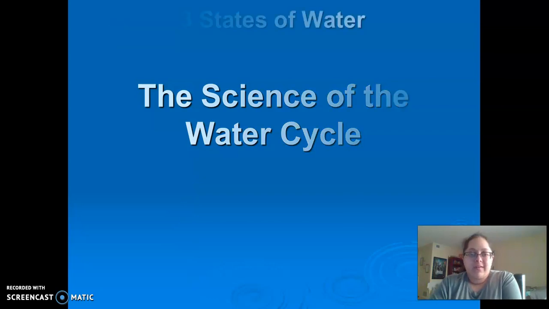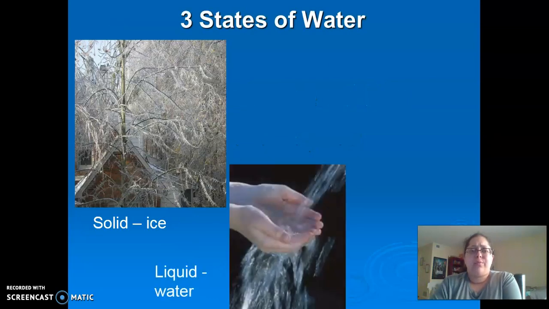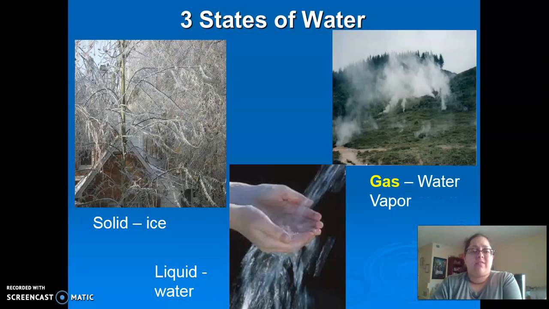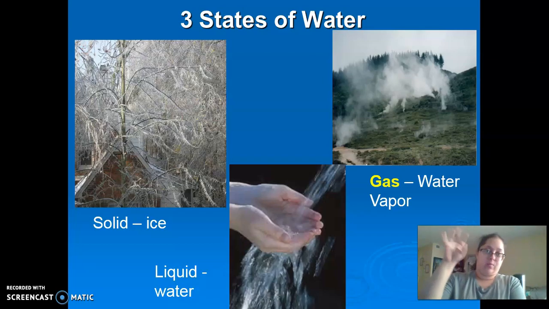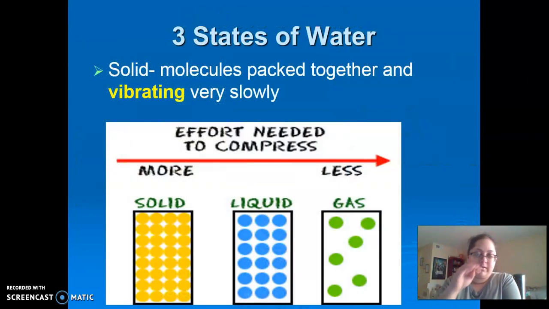So the science of the water cycle. There are three states of water. The first is solid, which is like ice. Then the second is liquid, which is like water, and gas, which is the water vapor version. Okay, so we don't see it, but we can kind of see that water's in the air, basically.